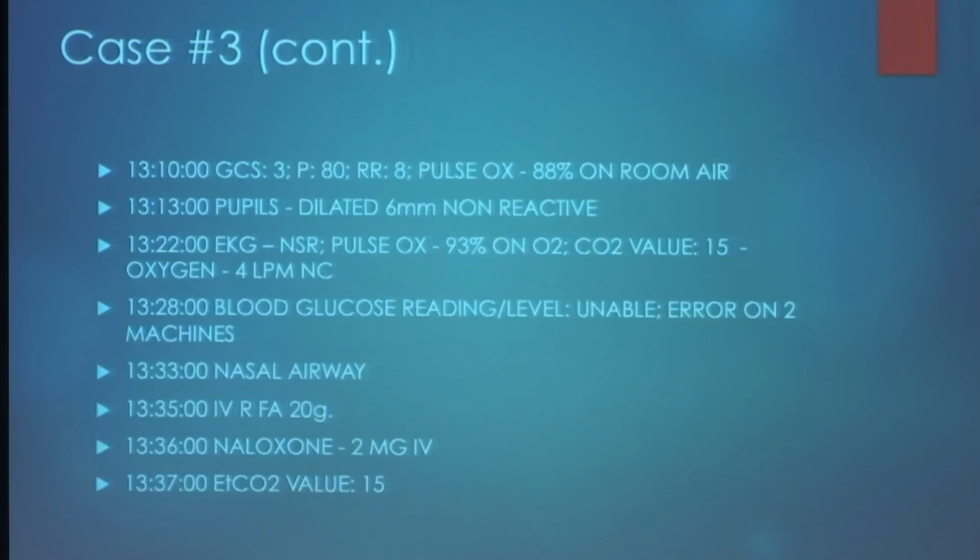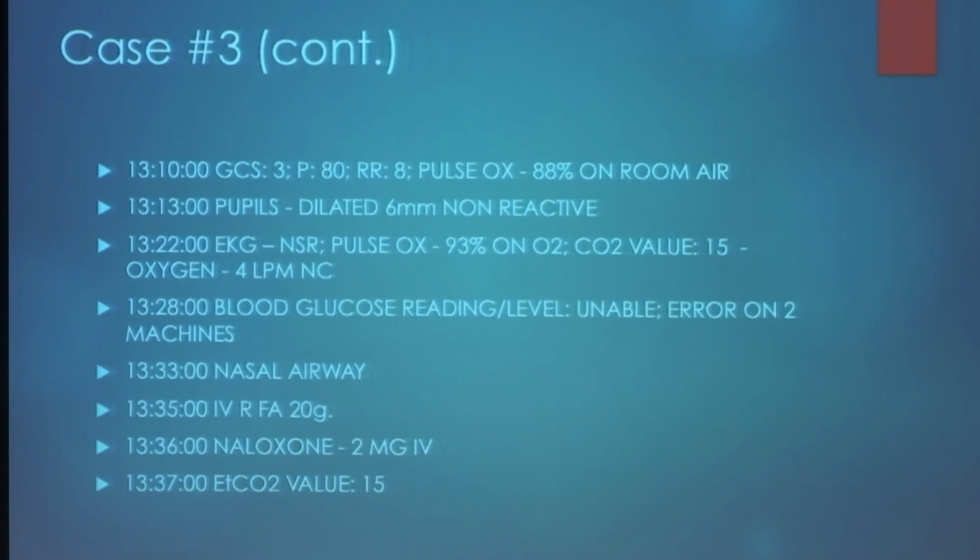Code 3. So, pulse 80, respirations 8, GCS 3, pulse ox 88, pupils dilated, non-reactive, pulse ox 93 on O2, CO2 value 15, and that's with a respiratory rate of 8. Blood glucose unable, nasal airway, IV, got some naloxone.